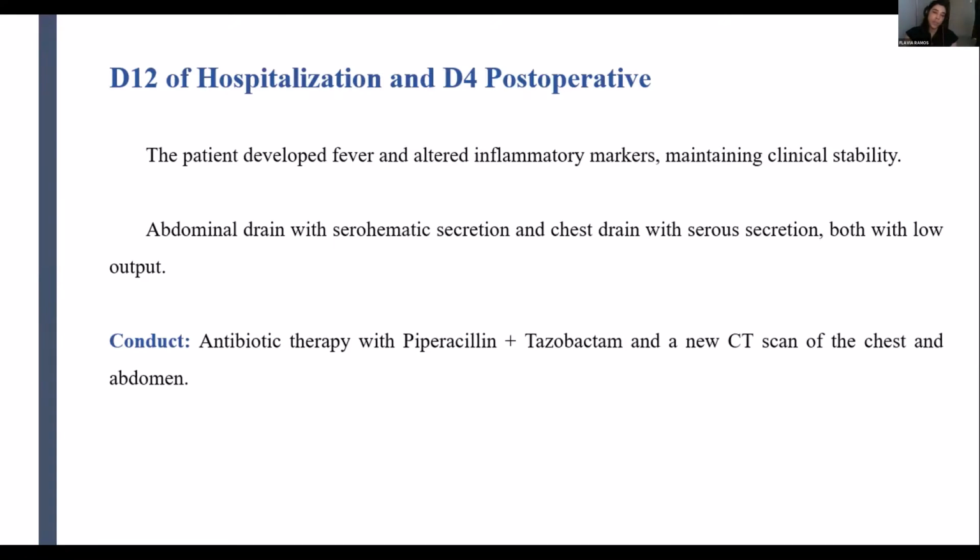So we decided to change the antibiotic to a larger spectrum, and we did another CT scan of the chest and the abdomen, basically because of the same worry. I don't really remember who talked about it, the problem with the lung, that it could be incarcerated. So we were concerned about that.